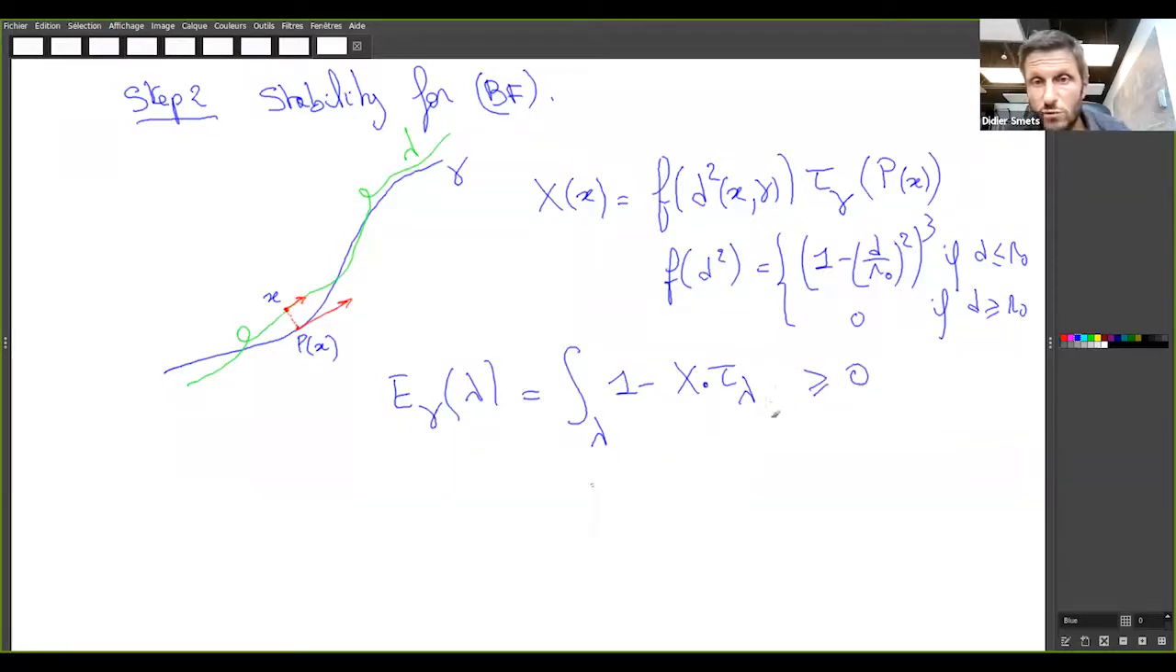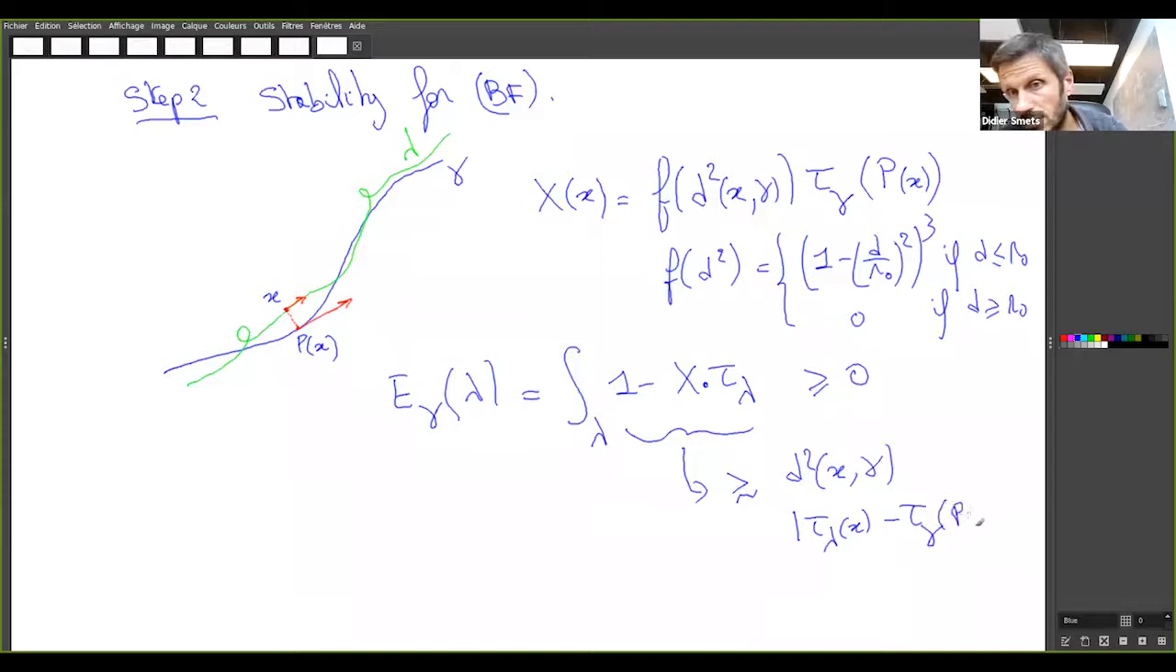And what can you say more? If you analyze this, you can easily verify that this guy here is pointwise larger, maybe up to a constant, than the distance square between x and gamma, and also than the difference between the tangent to the rough curve and the tangent to the smooth curve, but not at the same point, okay, at P of x.